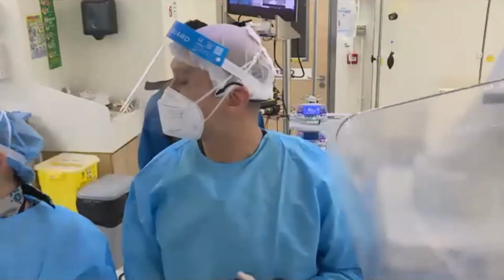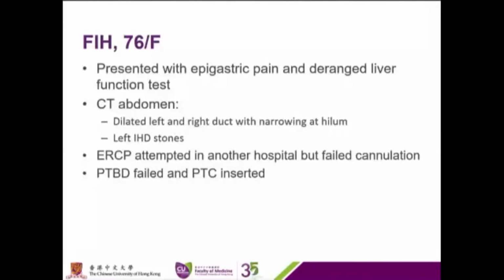Let's start with the case presentation. Do you have the PowerPoint slides? Yes. Okay. Ms. Fong is a 76-year-old lady who presented with epigastric pain and deranged liver function test. CT abdomen showed dilated left and right duct with narrowing at the hilum, and there were also left intrahepatic ductal stones.